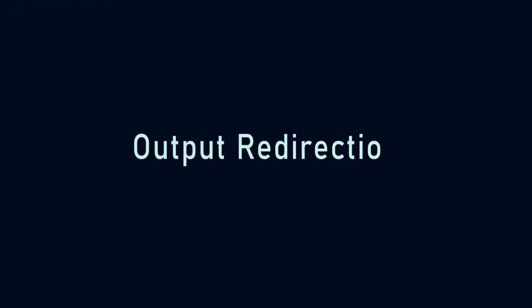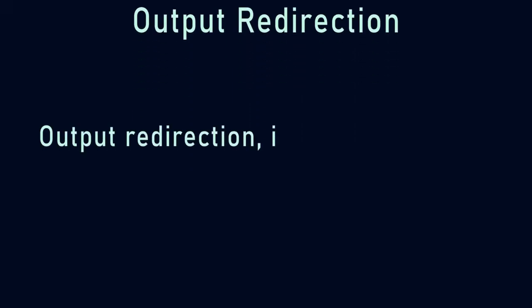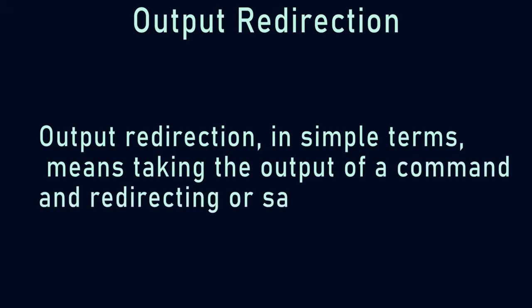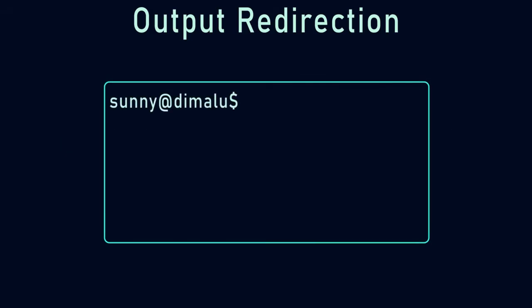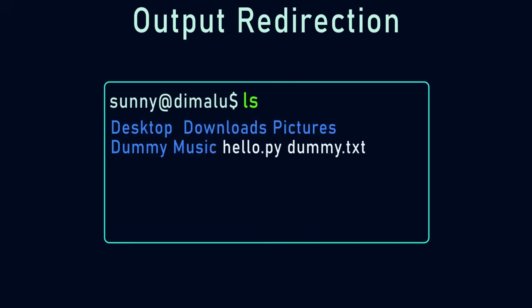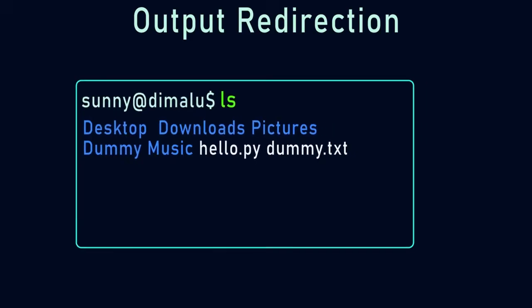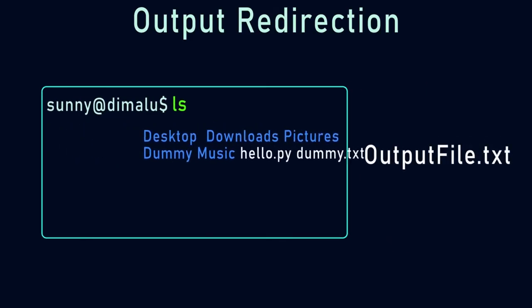In this video we are gonna learn about output redirection. Output redirection is a fundamental concept in the Linux command line that allows us to control the output of a command or program. In simple terms, it means taking the output of a command and redirecting or saving it to a file. When you execute a command in the terminal, by default, the output of that command is typically displayed in the terminal. However, with output redirection, you can save the output to a file.